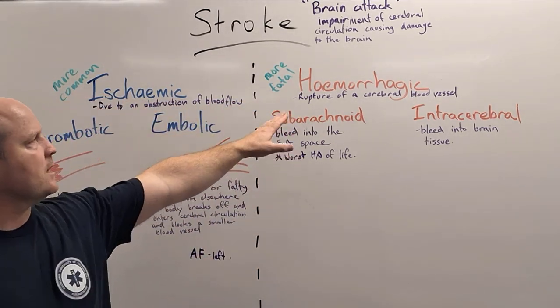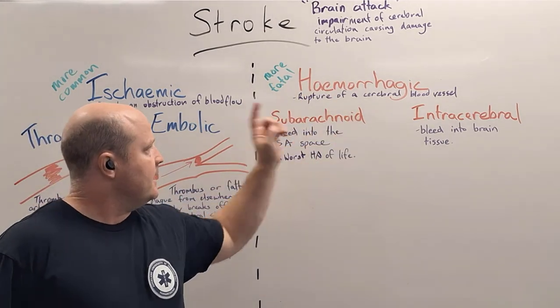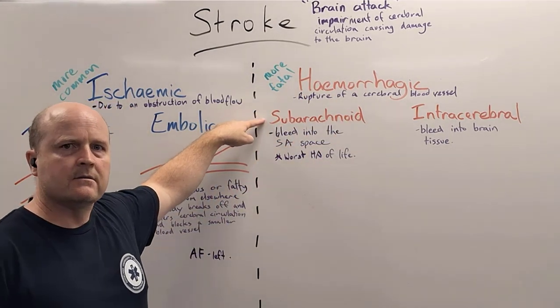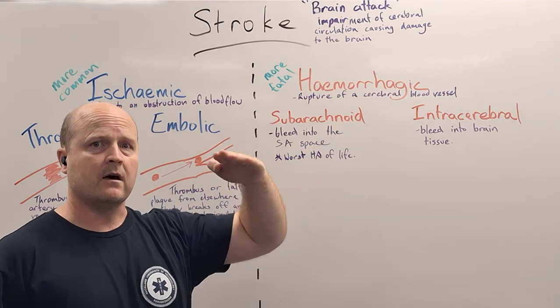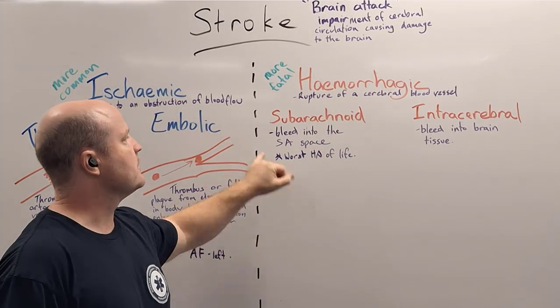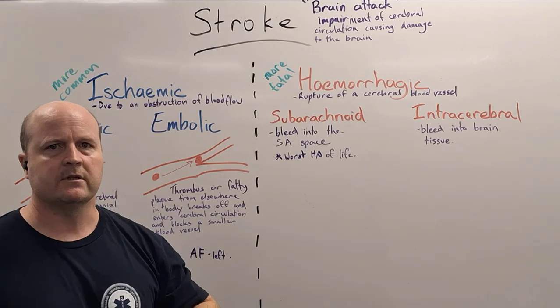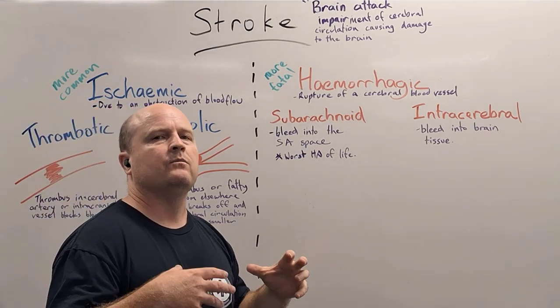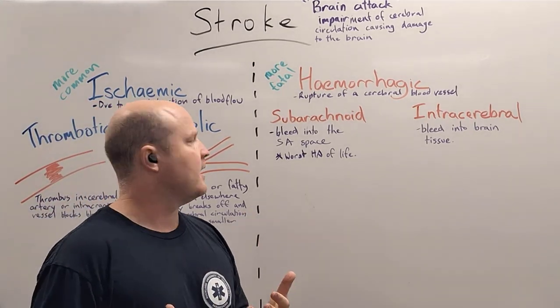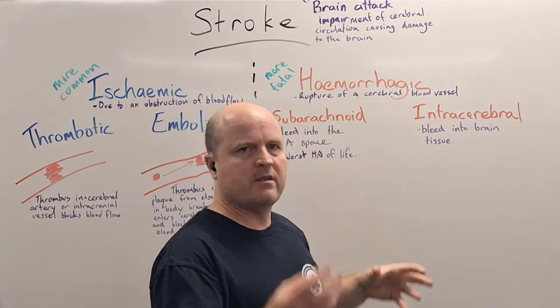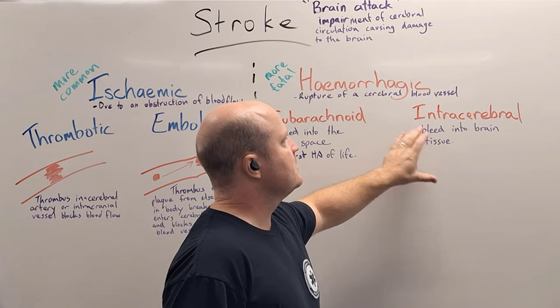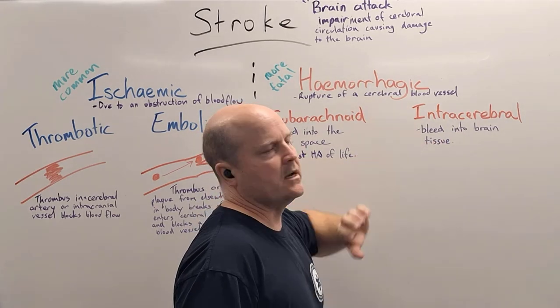All right, then haemorrhagic. Our two main types: subarachnoid. Remember, sub means below, and arachnoid is one of the layers of our meninges. So this is just a bleed into the subarachnoid space, and your client will describe the worst headache of their life. And then we have intracerebral, so intra, within, cerebral, brain. This is where we get bleeding into the brain tissue itself.